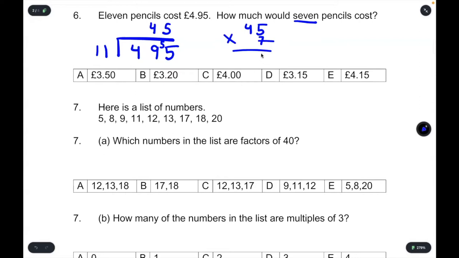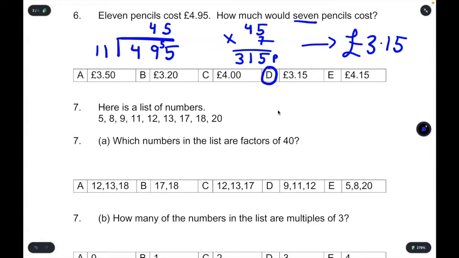5 times 7 is 35, so 5 extra 3. 4 sevens are 28, add the 3 is 31. But remember, this whole thing was in pennies. So this is 315p, in other words, £3.15. Therefore, the answer is D.